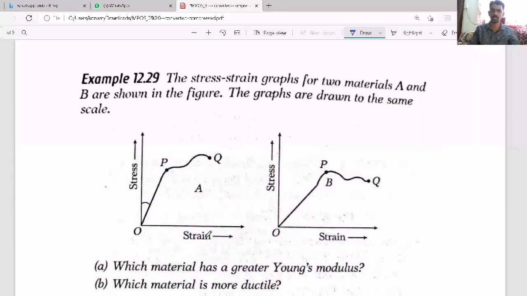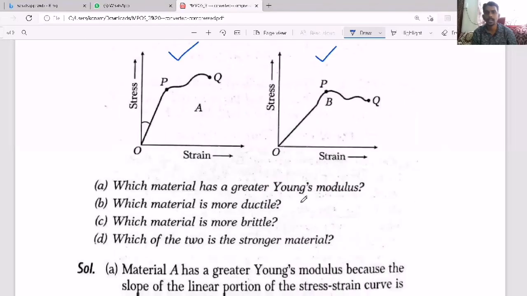Now, they can ask questions in the entrance exam based on the stress strain curve also, where they have given stress strain curves for two different materials, and they ask which material has greater Young's modulus? Young's modulus is nothing but modulus of elasticity. Modulus of elasticity is nothing but stress by strain. Stress by strain is nothing but the slope of the graph under elastic limit.